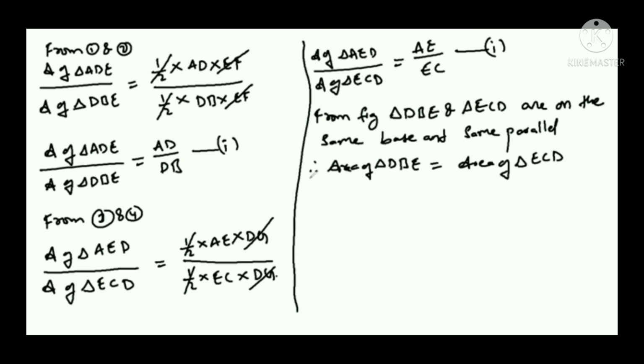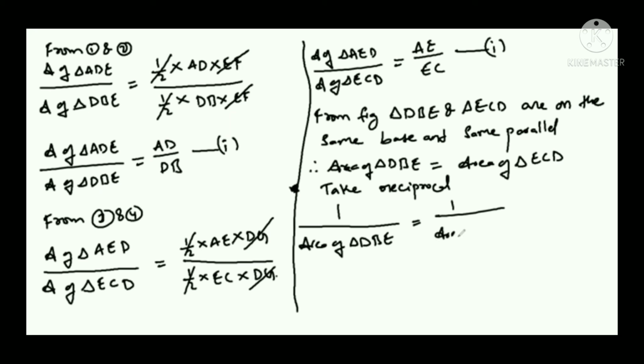Here most of the students will forget after this. You need to remember this one. This is very, very important. Take the reciprocal. Then what you'll get? 1 divided by area of triangle DBE is equal to 1 divided by area of triangle ECD. So after taking the reciprocal, what do you have to do? Multiply.